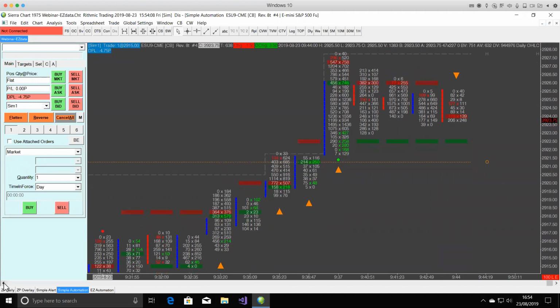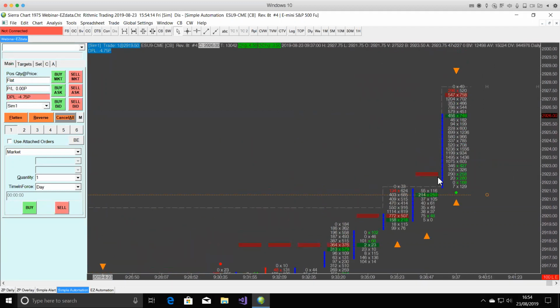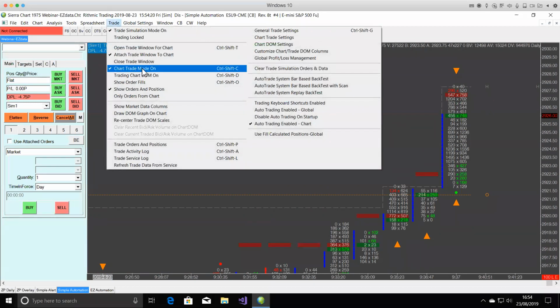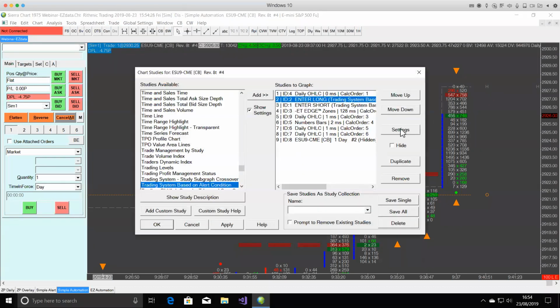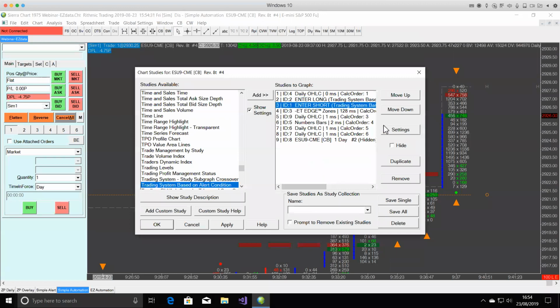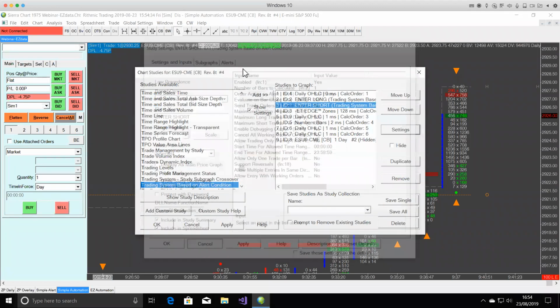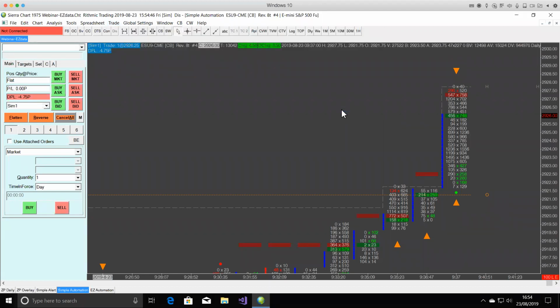What I will do is let's kick this chart off in replay mode, just to have a sense of how simple it is to build these basic trading systems and automate them. So I've got chart trade mode on, so I can see what's going on. What you need to make sure of if you're using the Fiera Chart study is that the trading system based on alert condition is enabled, which it is for both of these. Also, within the trade menu, we need auto trading enabled for the chart and also trading enabled globally. So we've got multiple fail safes. We don't want the machine running off and doing crazy things without us.